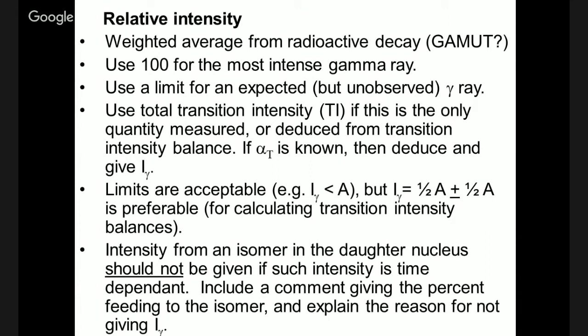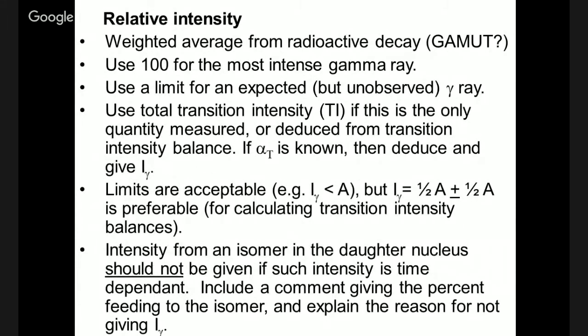Okay, so we call 100 usually the most intense gamma ray. We use a limit from an expected but unobserved gamma ray. Use total intensity, transition intensity, this is the only quantity measured or deduced from transition intensity balance. If alpha t is known, that is the conversion coefficient, then you divide by 1 plus alpha t and you get the photon intensity. Limits are acceptable, but this way of writing it is much better because you can use it.